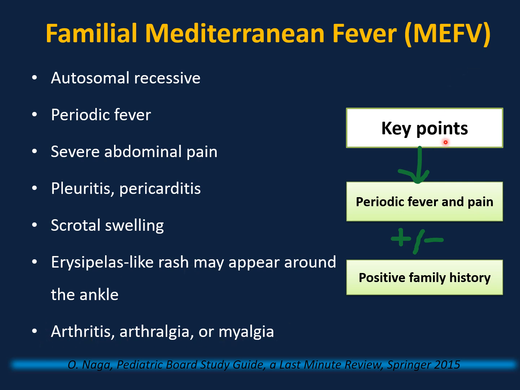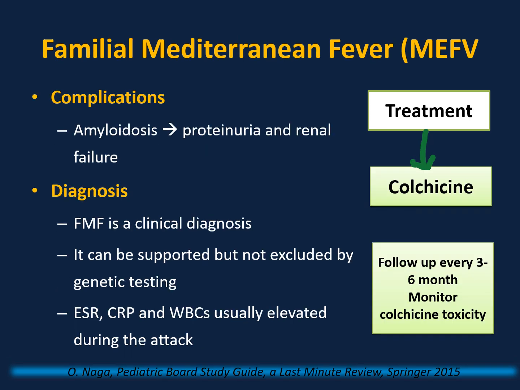The key points here for the diagnosis of familial Mediterranean fever: periodic fever and pain anywhere in the body. Plus or minus positive family history. Of course, a positive family history will make it easy to make the diagnosis earlier. Most important complication of familial Mediterranean fever is amyloidosis. This can cause proteinuria and renal failure.